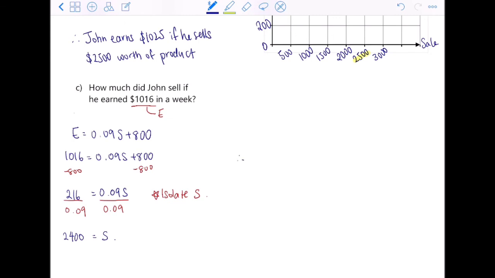Therefore, John sold $2,400 worth of products to earn $1,016 a week.